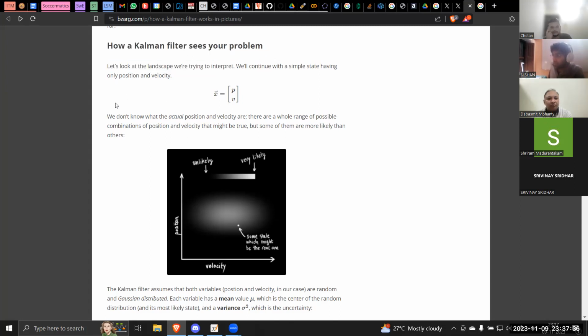Let's look at the landscape we were trying to interpret. We will continue with a simple state having only position and velocity, that is x is equal to (p, v), with (p, v) being a vector. We don't know what the actual position and velocity are. There are a whole range of possible combinations of position and velocity that might be true, but some of them are more likely than others.